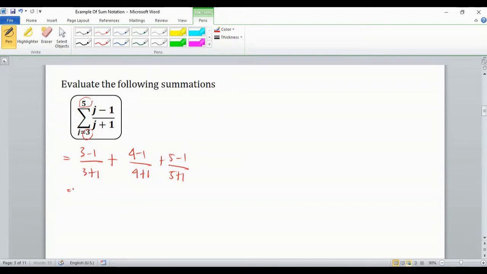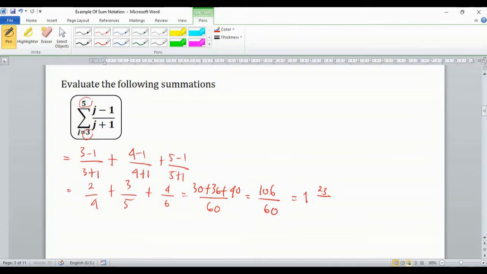So from here we simplify to be 2 over 4 plus 3 over 5 plus 4 over 6, everyone. So we make the same denominator to be 60. 30 plus 36 plus 40. So this one is equal to 106 over 60, or simplified is 53 over 30, everyone. So this is the result of the following summation.